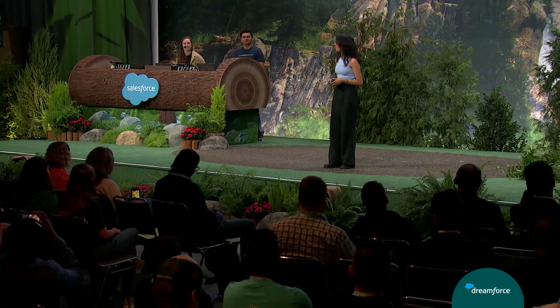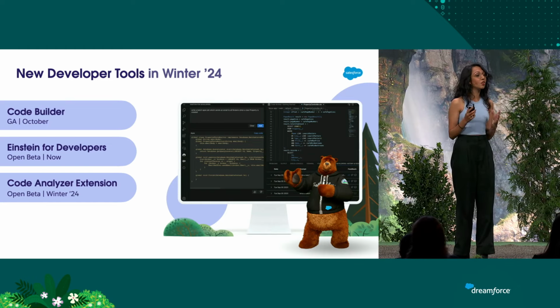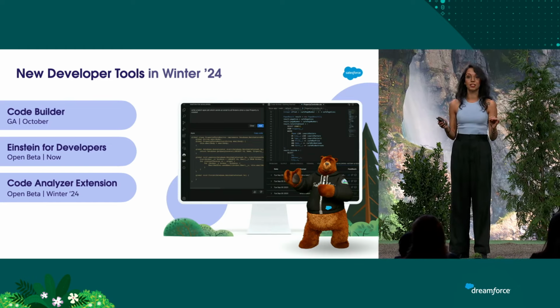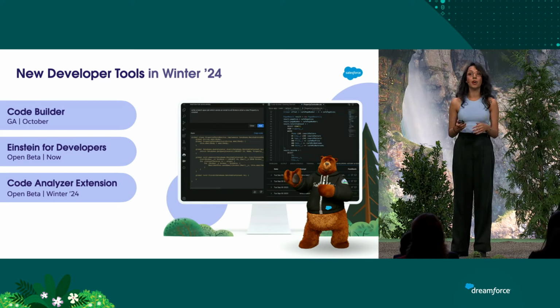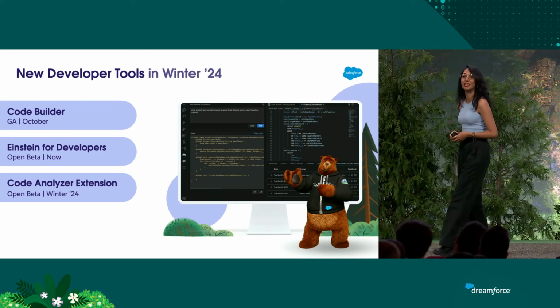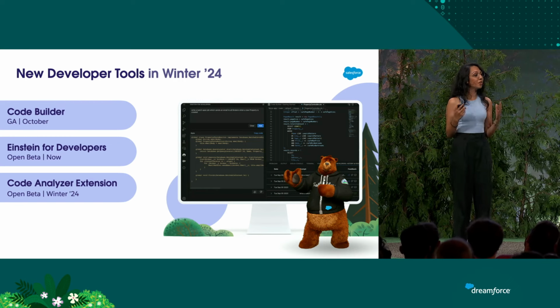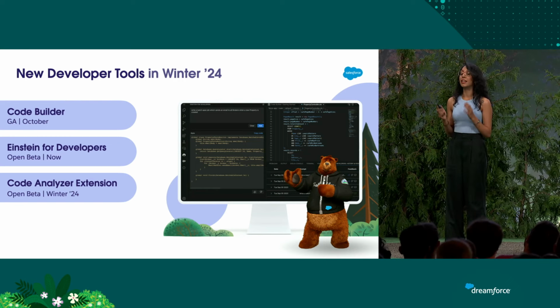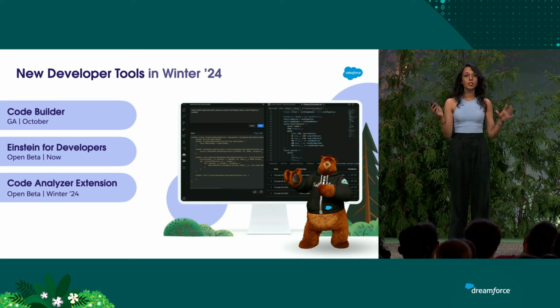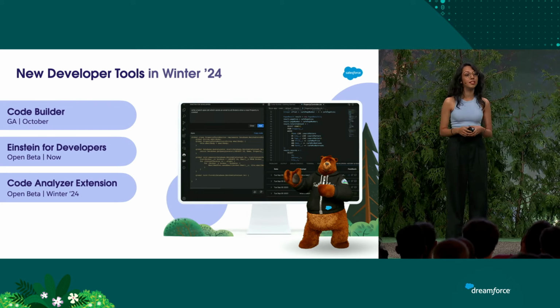Now, next up, we have Einstein for Developers. With Einstein for Developers, you're going to be able to effortlessly generate code with the help of a large language model. And which model, you may ask? Well, behind the scenes, we're using Salesforce's very own in-house LLM, CodeGen. With CodeGen, we're able to ensure that your data and code are never leaving those Salesforce trust boundaries. And it's been trained on Salesforce languages and frameworks.